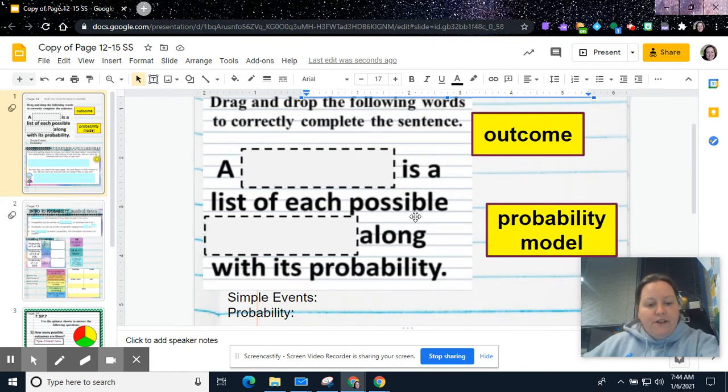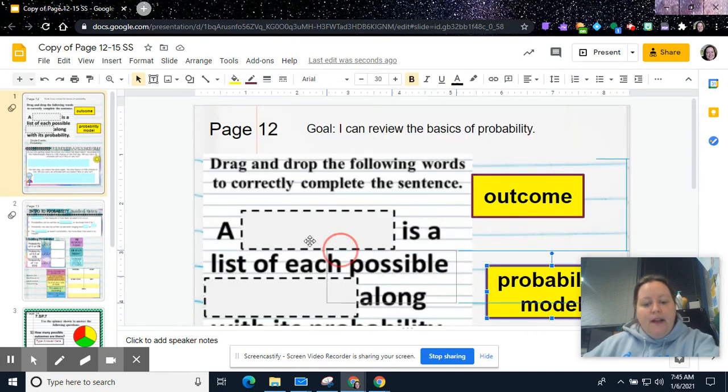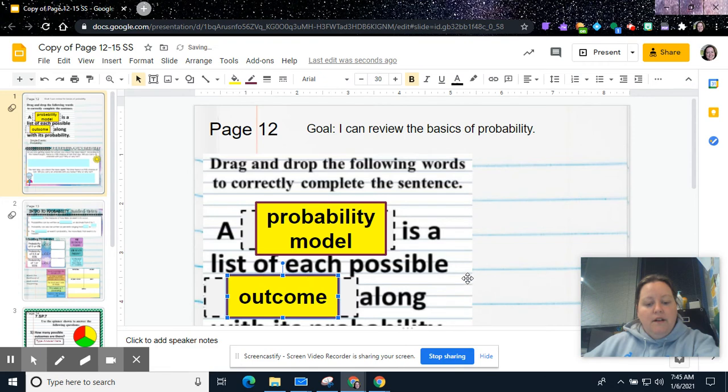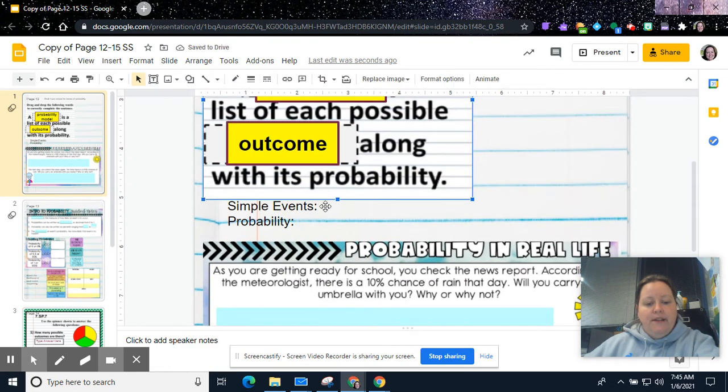So our first drag and drop says a blank is a list of each possible blank along with its probability. That's going to be a probability model is a list of each possible outcome along with each of its probability.